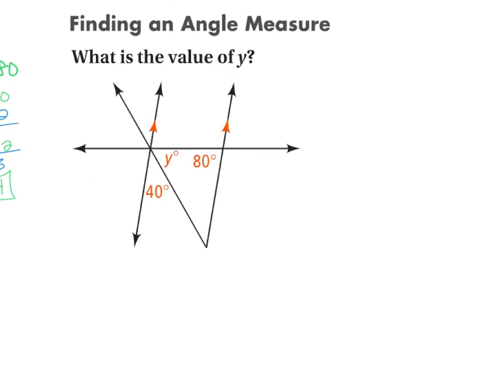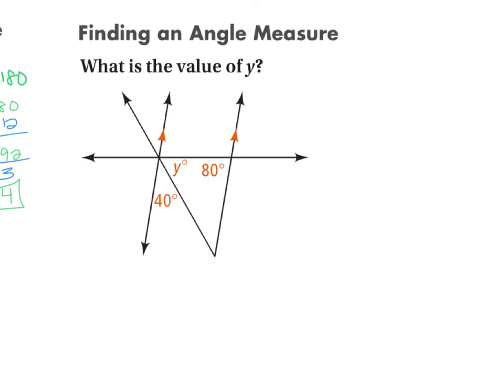Okay, the next one. This one's a little tricky. That's all right. So what is the value of y? I want you to pause the video for a second and try to think of it on your own. Okay, hopefully you notice that these two angles together and this 80-degree angle are same side interior angles. So those two angles together, not just one, the two angles together plus the other angle need to equal 180. So let's just write our equation.